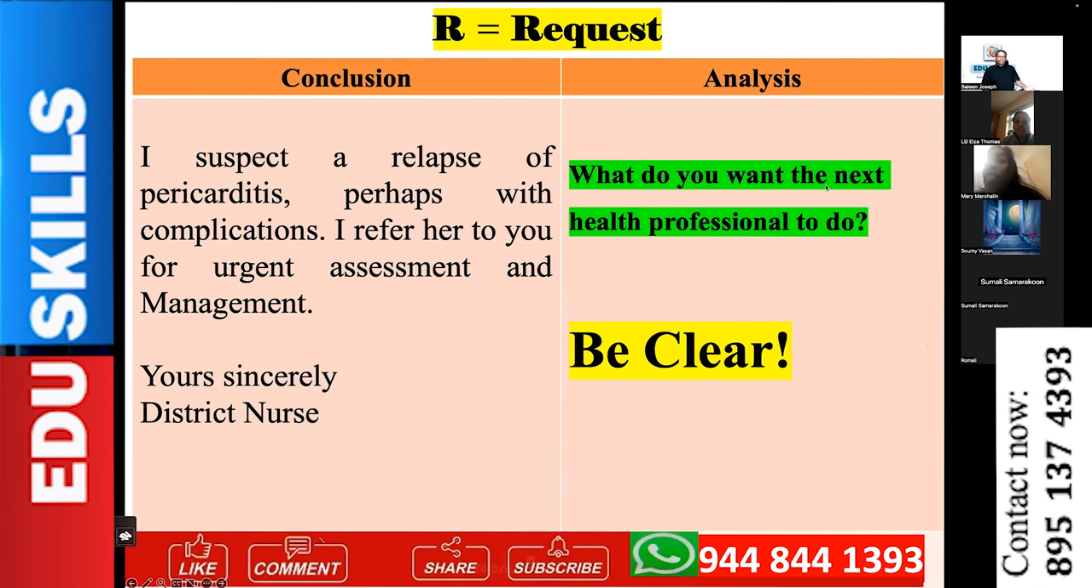What do you, as a district nurse or registered nurse, want the next health professional to do? It includes informing them of your assessment, right? You said, suspected relapse of pericarditis, maybe with complications. So that is your assessment, ISBAR, A, assessment. So be clear in that. What is supposed to be done must be very clear. What do you want the next health professional to do?